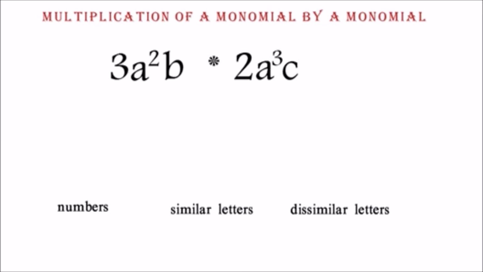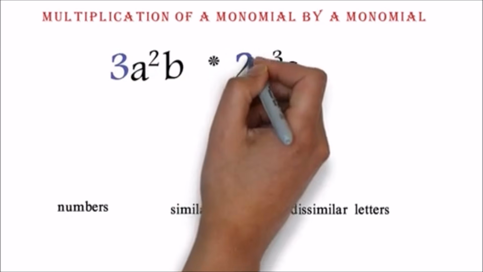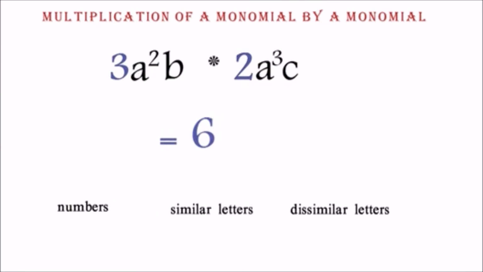First, multiply the numbers. So we multiply the 3 and the 2 to get 6. Next, multiply similar letters. We know this means just add the exponents. We have a squared and a cubed. We just add the squared and cubed to get a exponent 5.